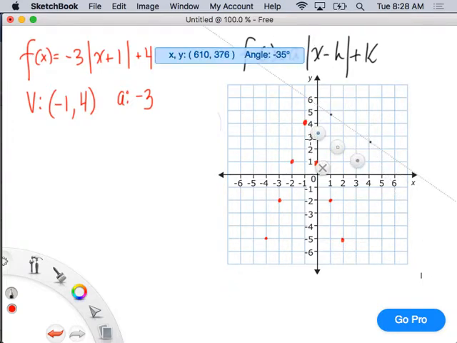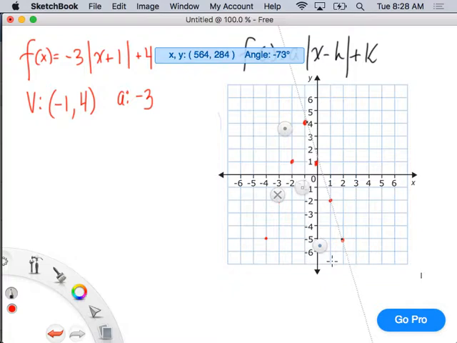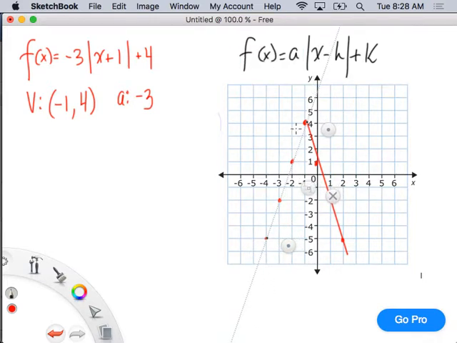And then we go ahead and plot our lines. And that's it. It's negative, so you know it's facing down, right? It's going to be pointing downwards. Yeah?